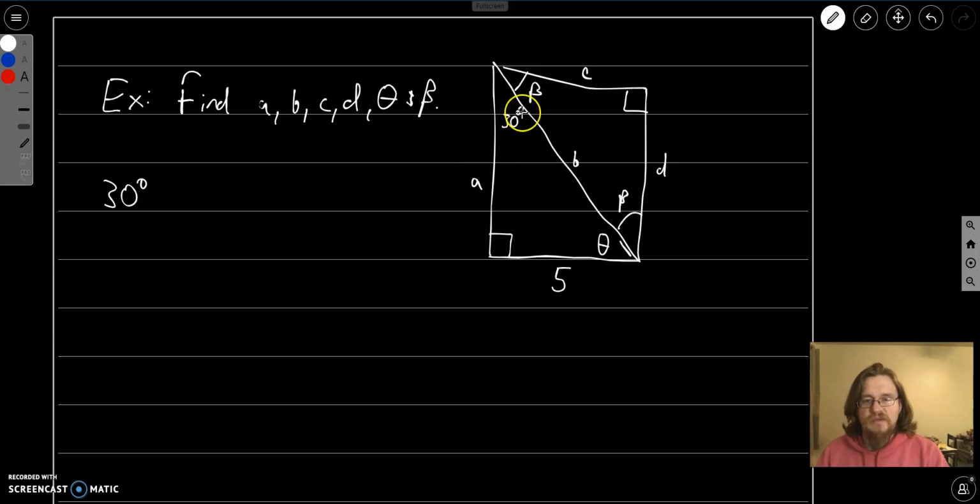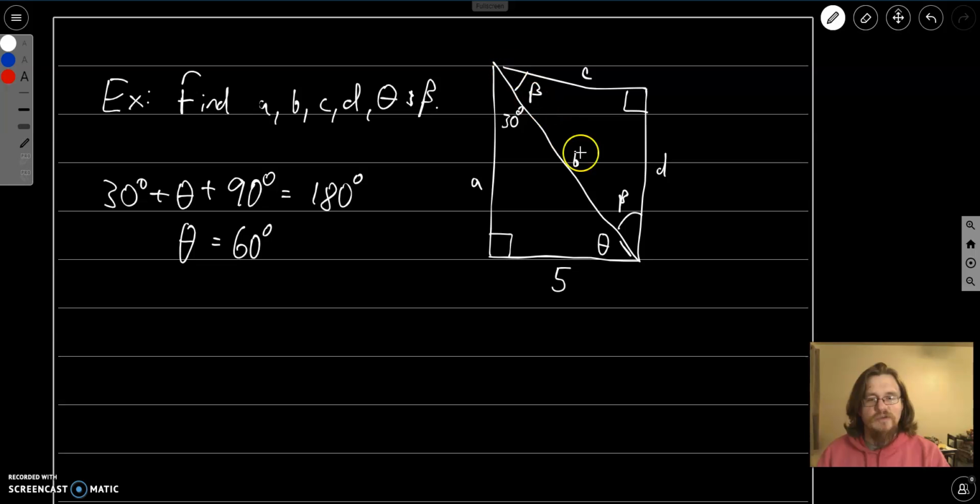The 30-degree angle up here plus theta plus the 90-degree angle has to add up to 180, because the three angles have to add up to 180 in the triangle. And if you solve this for theta, we will get 60 degrees. Cool. Over here, we have two angles that are the same. So this is going to be an isosceles right triangle. So we know that's a 45-45-90 triangle, but we can still work it out.